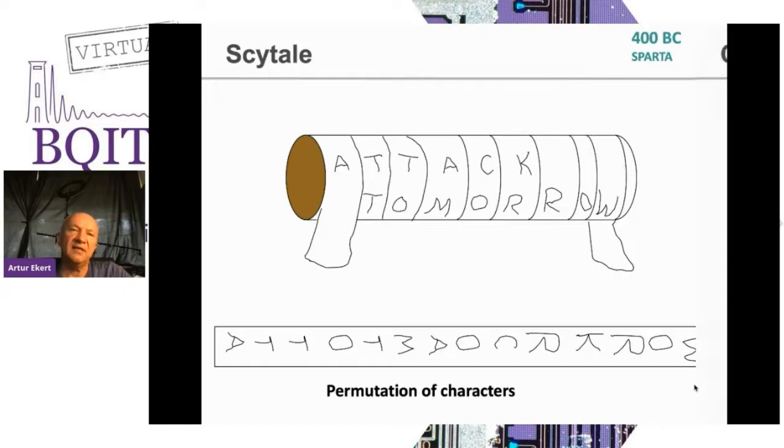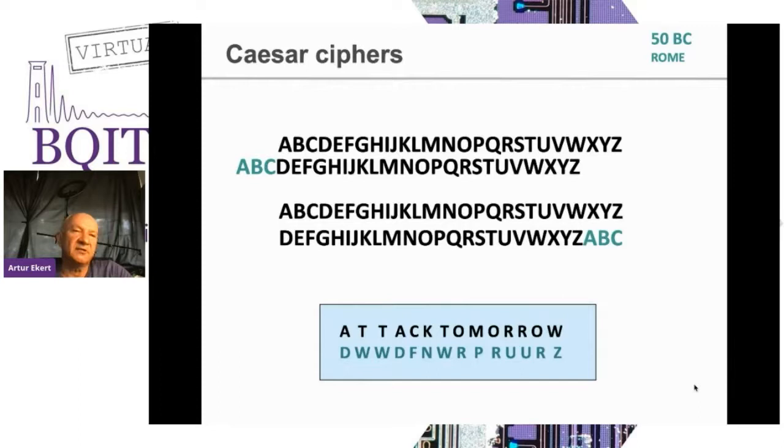Another idea is attributed to Julius Caesar. So allegedly, Julius Caesar used a substitution cipher. For each letter of the Roman alphabet in his secret correspondence, he would use another letter from the Roman alphabet. And the most common rule, so historians tell us at least, was to shift the alphabet by three characters.